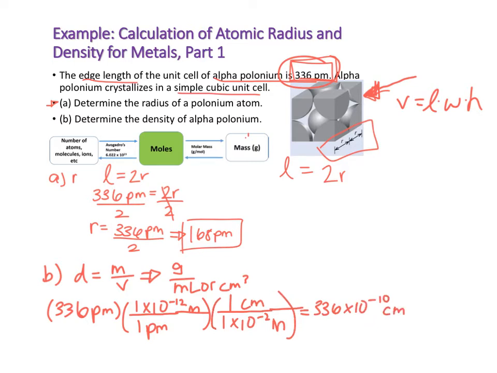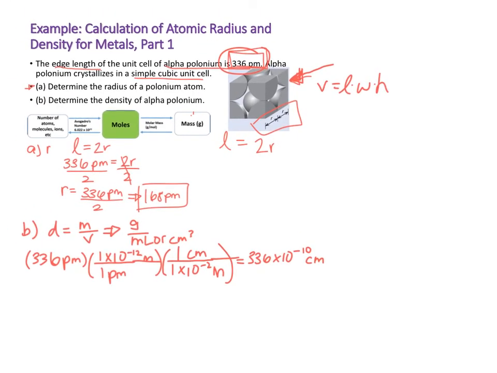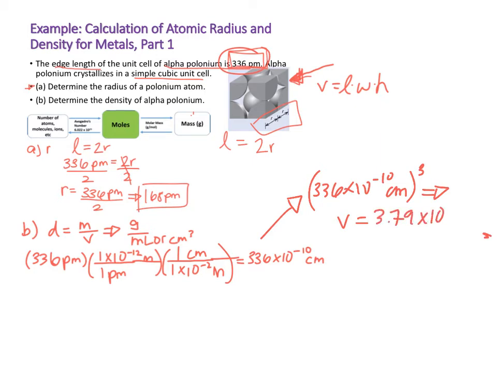So now that we have that, we can go ahead and work on cubing it to get the volume. So I'm going to take this up here. So 336 times 10 to the negative 10th. Sorry for the handwriting. All you have to do is type it into your calculator, put parentheses around it, and then cube it. From here, you should get the volume being equal to 3.79 times 10 to the negative 23rd centimeters cubed, right? So now we have the volume.